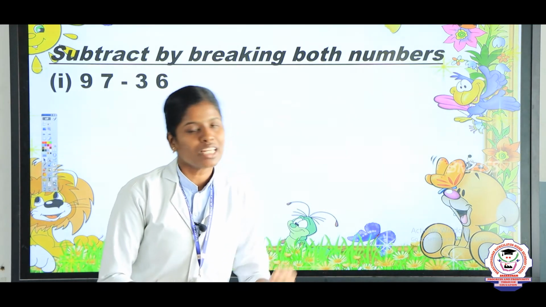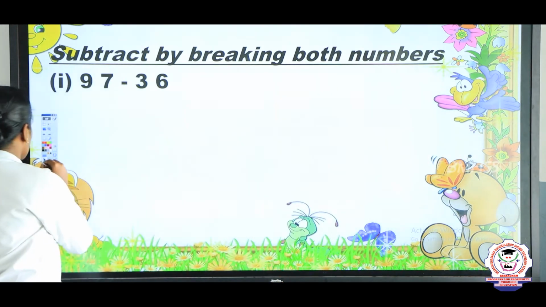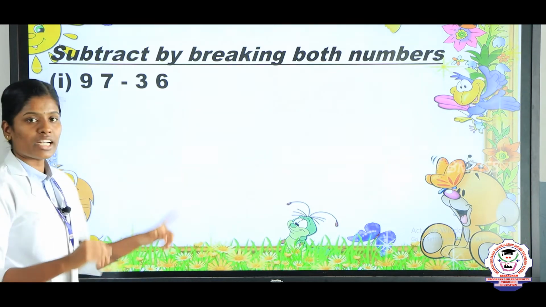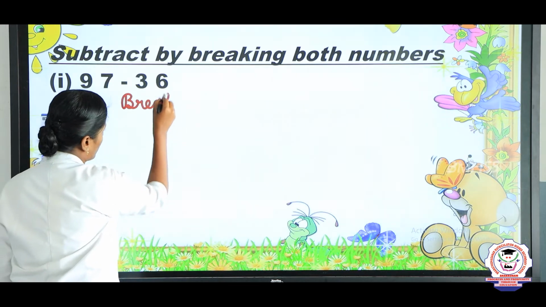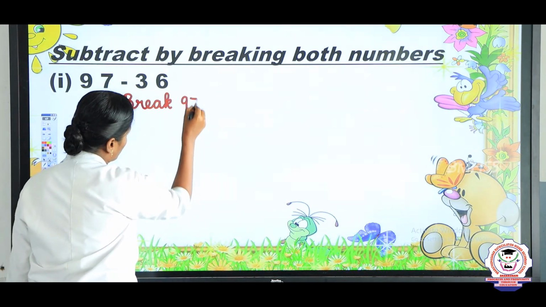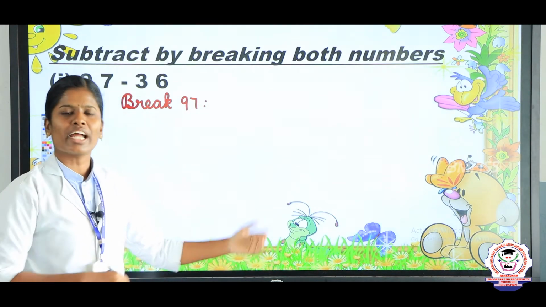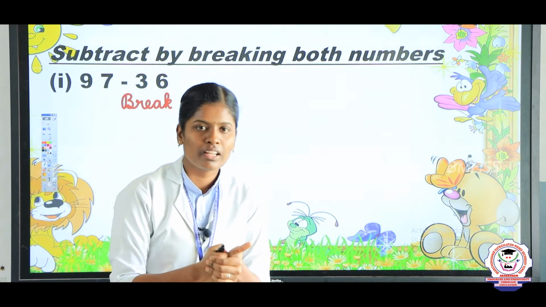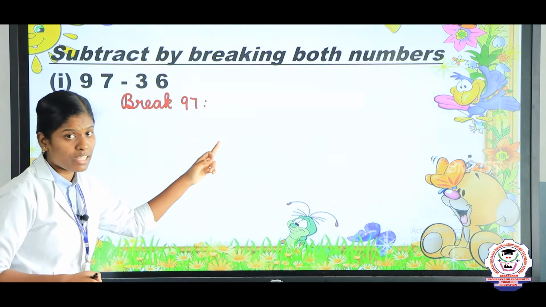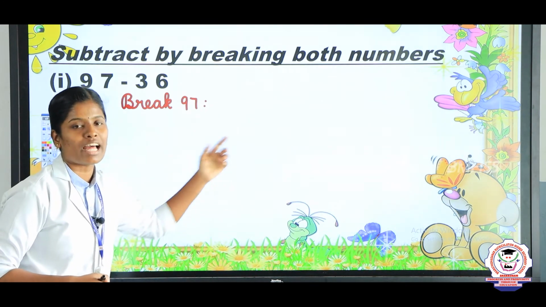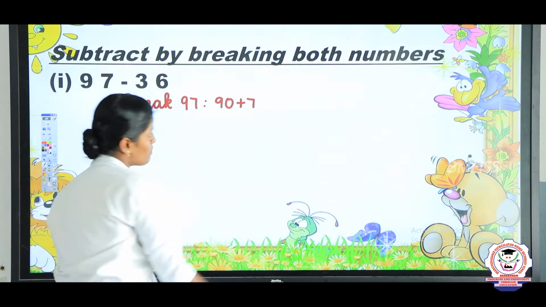While breaking, you should use the expanded form, then you will write the answer. Listen. Break 97. Now tell me Bhavana, what is the answer? Yes, very good. 90 plus 7. How did you get the answer, dear? By using the expanded form. Here 7 is in the ones place and 9 is in the tens place. So, the answer is 90 plus 7.